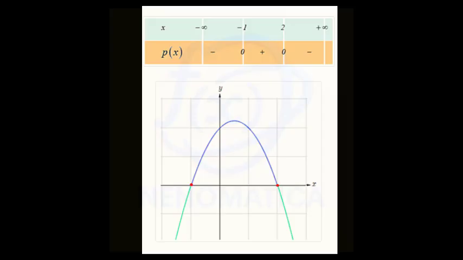Final answer. P of x is greater than 0 for x between negative 1 and 2. P of x is less than 0 for x less than negative 1 or x greater than 2.